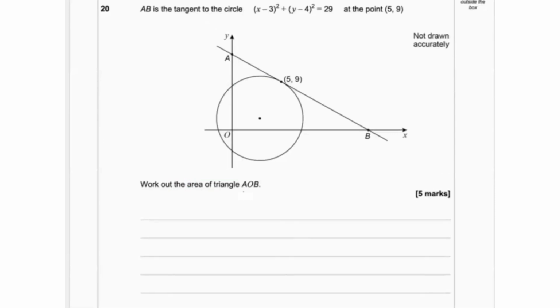And the next question says AB is the tangent to the circle with the equation (x − 3)² + (y − 4)² = 29 at the point (5, 9). Work out the area of triangle AOB.